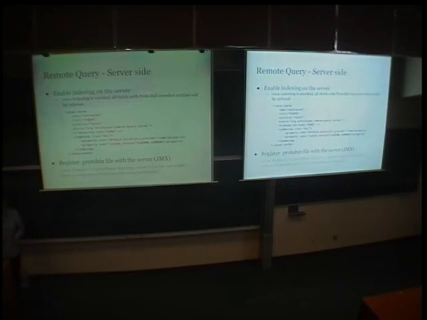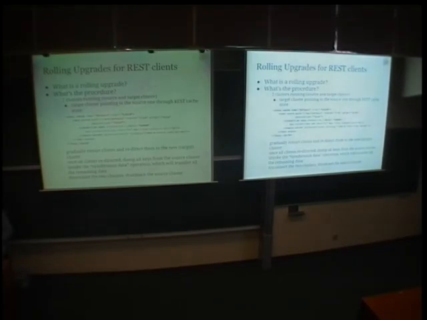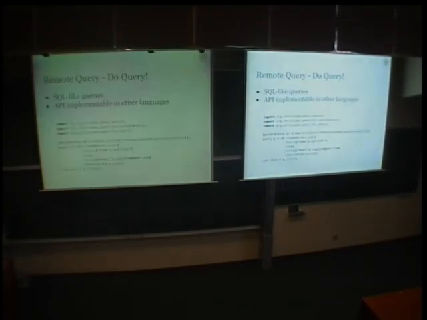OK, we have configured the server and the client. Let's do some queries. So you retrieve the query factory. Then you build your query. And you call list, which retrieves all the entries that match your query. This is similar to SQL, with from, having and other keywords. And this API can be easily implementable in other languages as well. So this is how you can retrieve the objects by querying remotely.